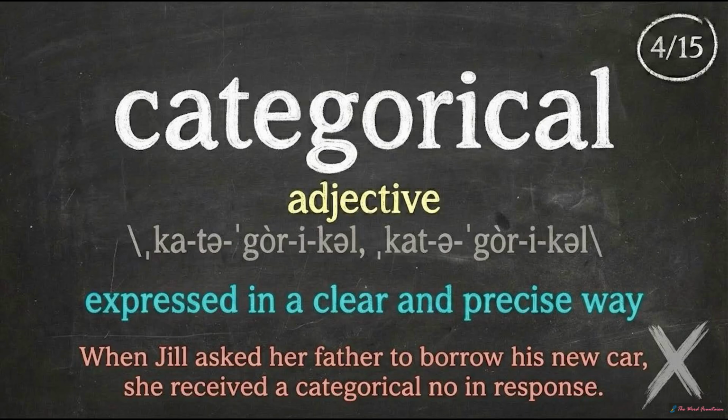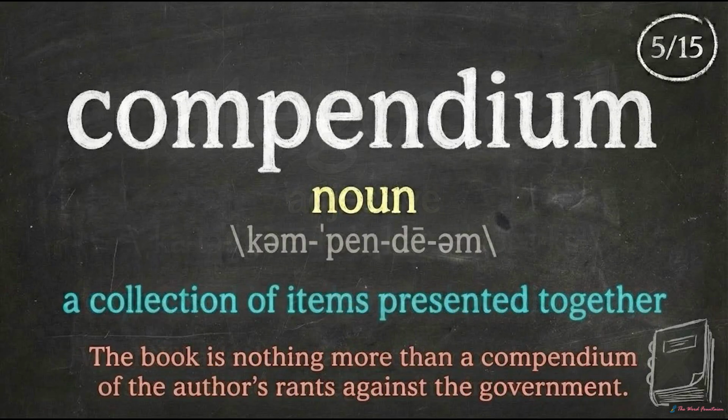Right. It's from category. Okay, next up is a word that sounds like it belongs in a dusty library. Compendium. It does have that dusty vibe, doesn't it? It sounds like compilation. They're cousins. A compendium is a collection of items, usually a full set of information on a subject, all presented together. But the source example is hilarious. It describes a book that's nothing more than a compendium of the author's rants against the government. I think we've all read that book, or at least seen it online.